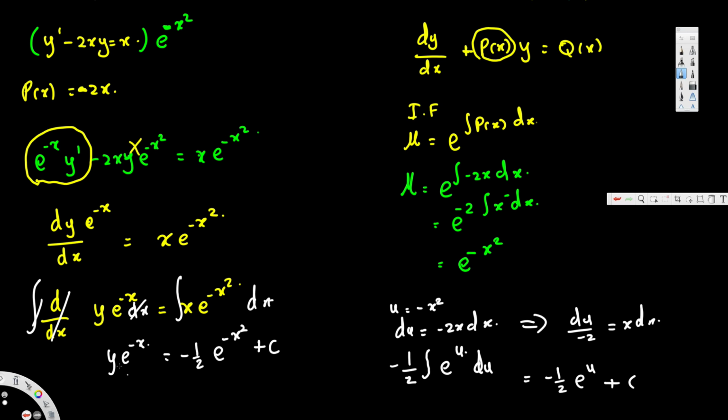And finally we have to express this in terms of y. So let's go ahead and do that. y is going to be equal to negative half e to the power negative x squared plus a constant, the whole thing divided by e to the power negative x. Actually, I made a mistake right here. Our integrating factor is e to the power negative x squared, so I should divide the whole thing by e to the power negative x squared. Okay, and that's our final answer.